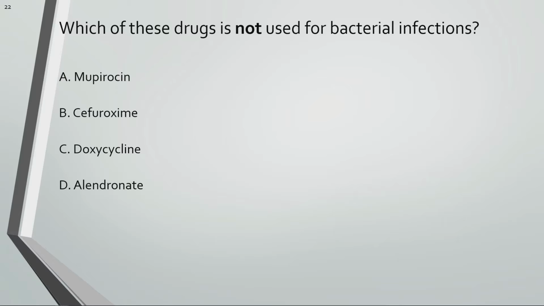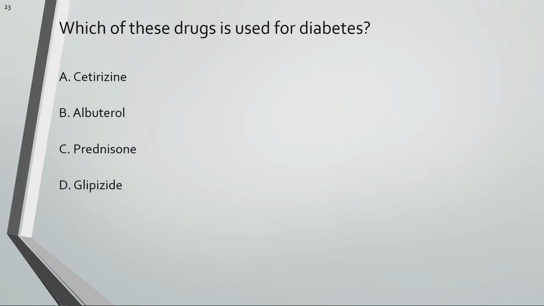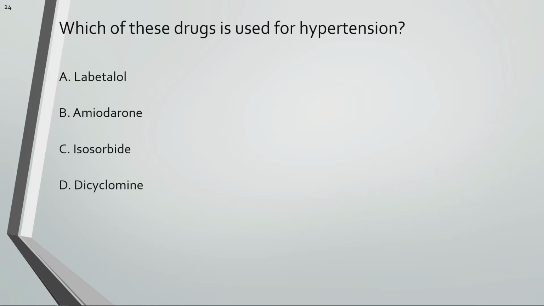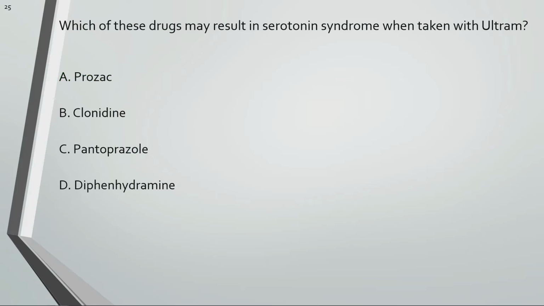Which of these drugs is not used for bacterial infections? Alendronate is a bisphosphonate used for osteoporosis or to maintain bone health and prevent bone loss. Which of these drugs is used for diabetes? Glipizide is used for diabetes. Glipizide, glimepiride, and glyburide belong to a class of drugs known as sulfonylureas and are all used for diabetes. Which of these drugs is used for hypertension? Labetalol is used for treating hypertension and is also one of the first-line antihypertensive agents used during pregnancy. Which of these drugs may result in serotonin syndrome when taken with Ultram?